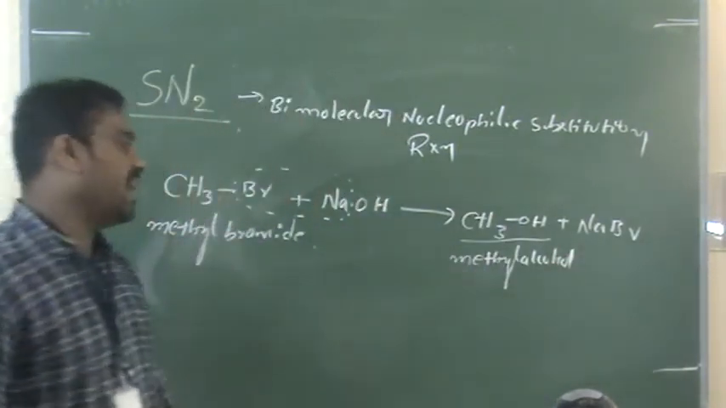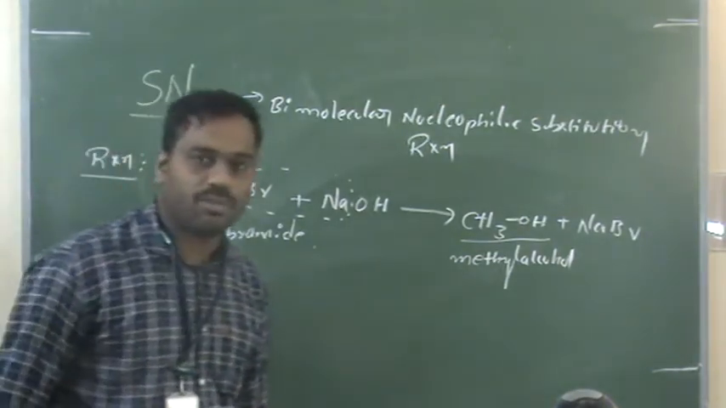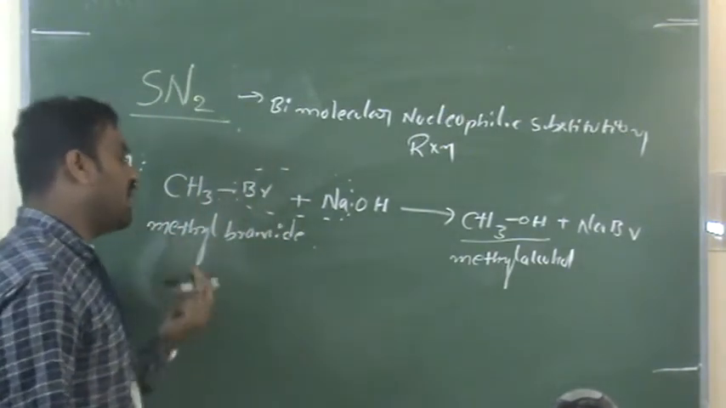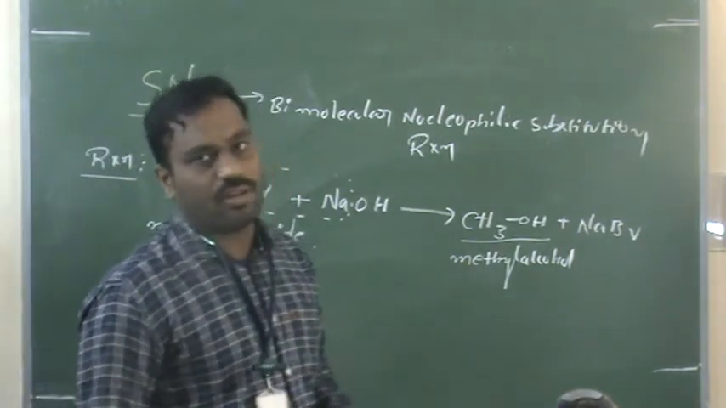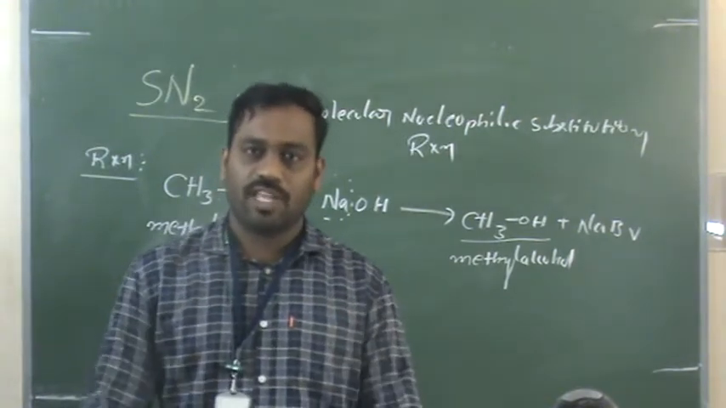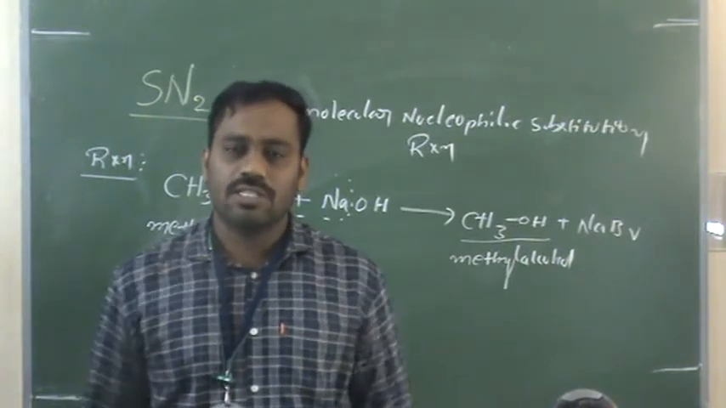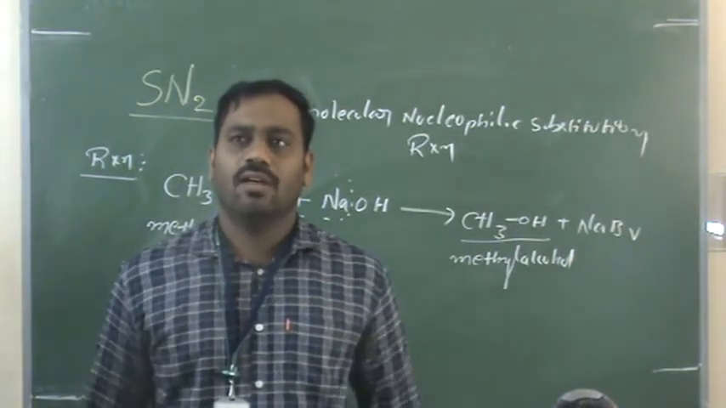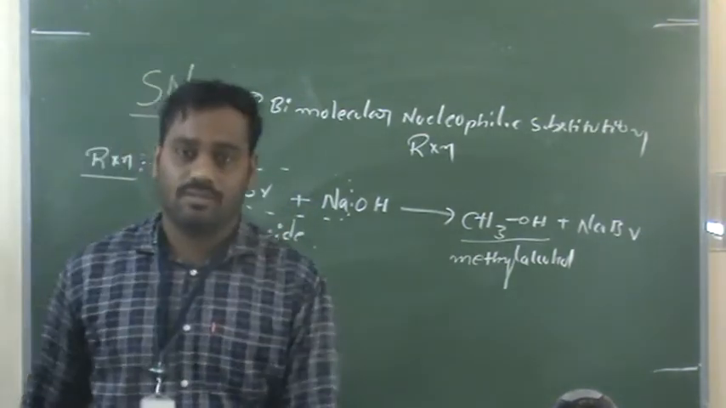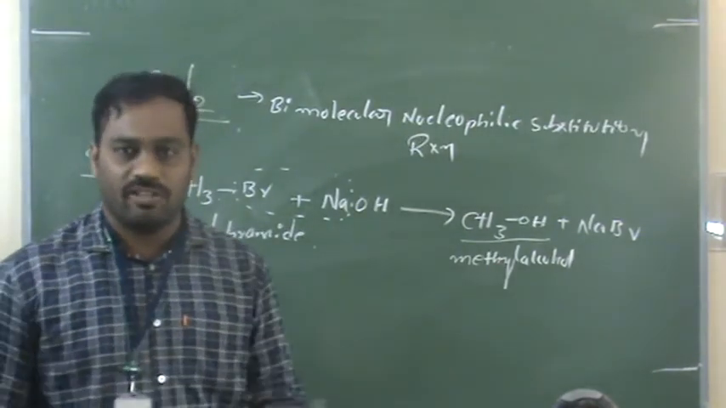They will ask a question like this: explain the SN2 reaction by taking methyl bromide as an example, or explain the mechanism of conversion of methyl bromide to methyl alcohol. They will ask the question in two manners. One is: explain the SN2 reaction, explain the mechanism of the SN2 reaction. The other way of asking is: explain how you can convert methyl bromide into methyl alcohol. They may ask even like that also.